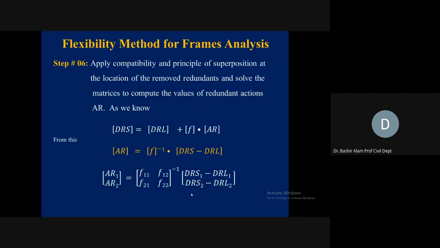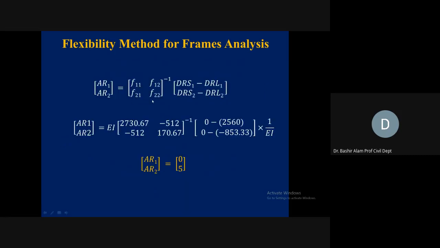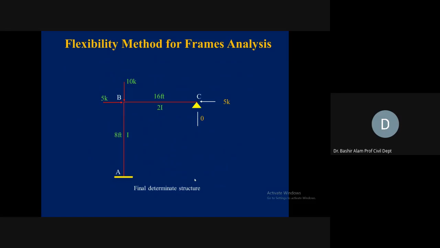Next, now the compatibility equation. We write the compatibility equation. This is the format of the compatibility equation. We revised this for beams, now in frames also. So quickly I'm going over the compatibility equation, and we put in all the values we have. EI and EI will cancel, and AR1 is coming equal to 0 and AR2 is coming 5. 5 means our selected direction is correct, that is why we have this positive. So AR1 is equal to 0 and AR2 is 5 kip now.